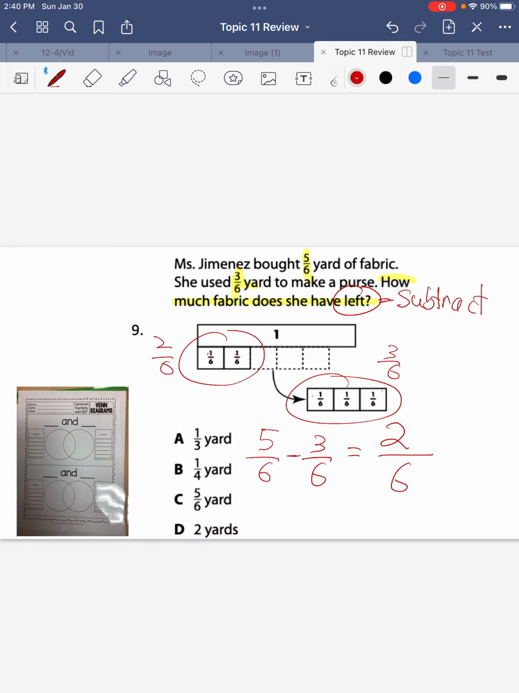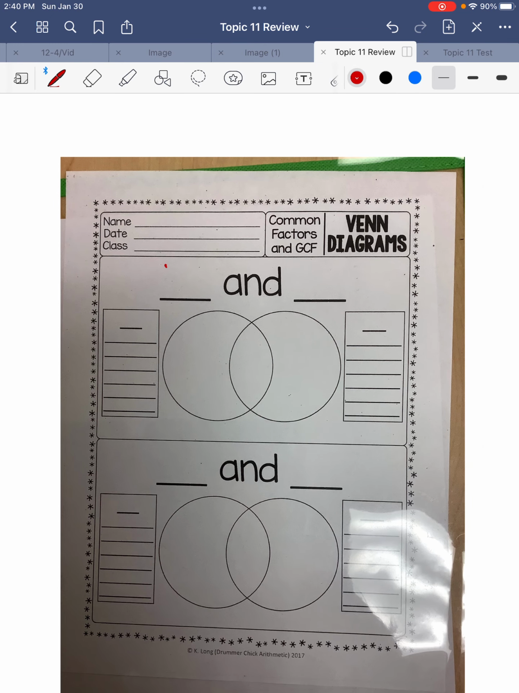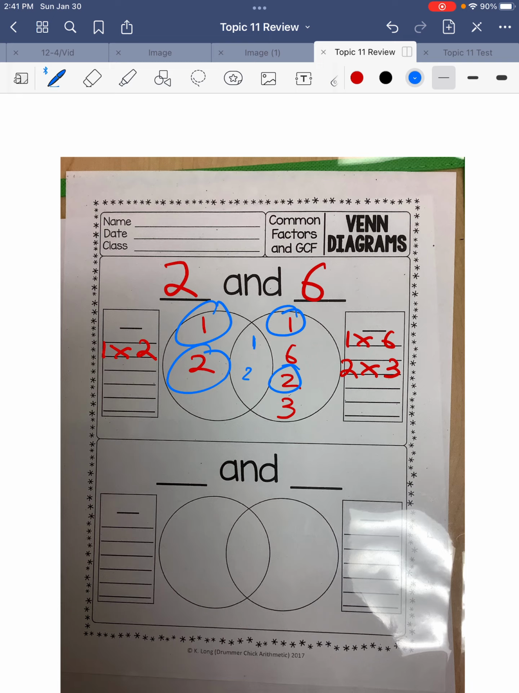Okay, let's try. I'm going to go to my chart. I'm going to put 2 here, 6 here. 2 numbers I can multiply together to get 2 are 1 times 2. That is it. For 6, I have 1 times 6 and 2 times 3. Put their numbers in the circle. For 2, I have 1, 2. For 6, I have 1, 6, 2, 3. The numbers they have in common are 1 and 2. So I can put a 1 in the middle and a 2. My biggest number is 2. I'm going to use a 2.